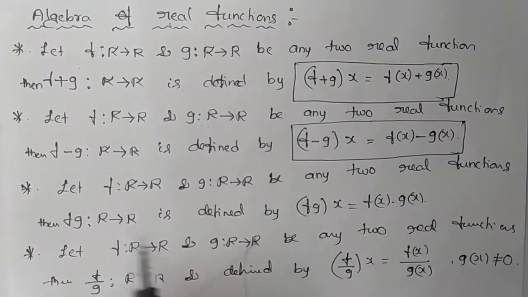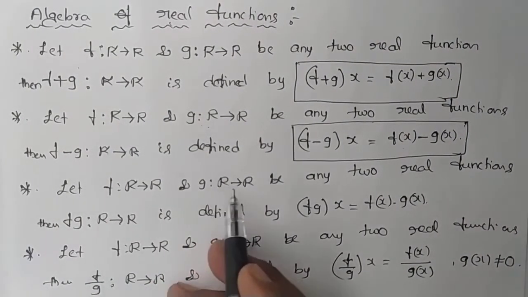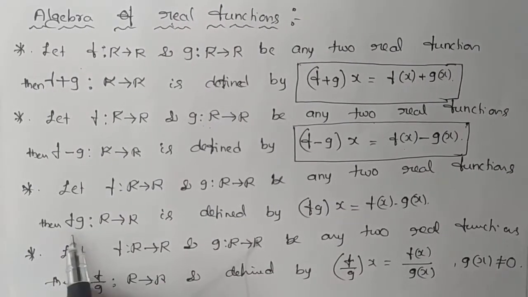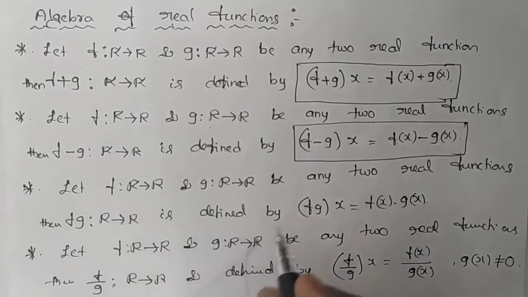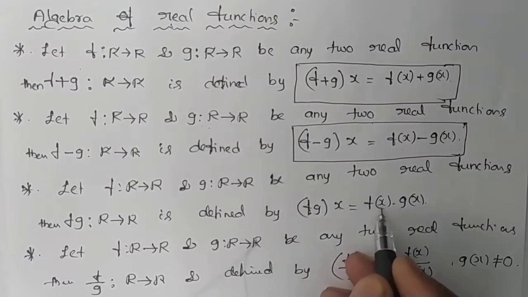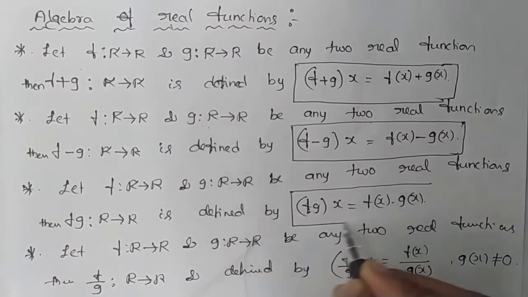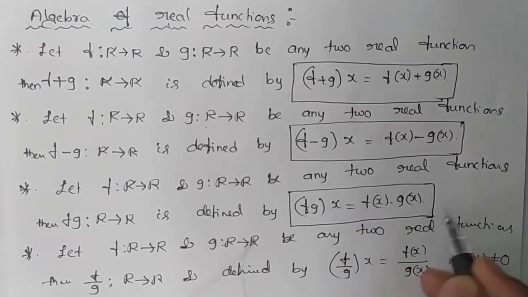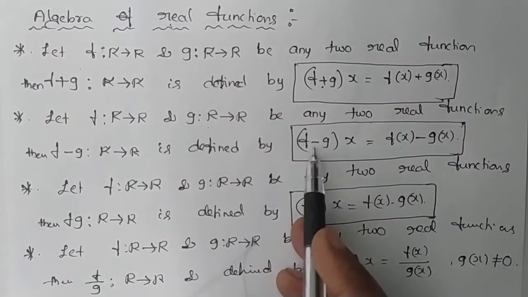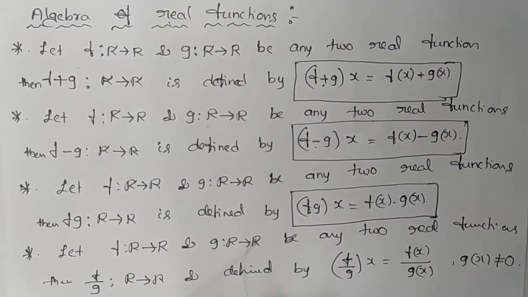Next, third one: let f from R to R and g from R to R be any two real functions, then f into g is also a real function, defined by (f g) of x equals f of x into g of x. It is the third one. You just observe here, it is addition, it is subtraction, it is multiplication. Next one is division.